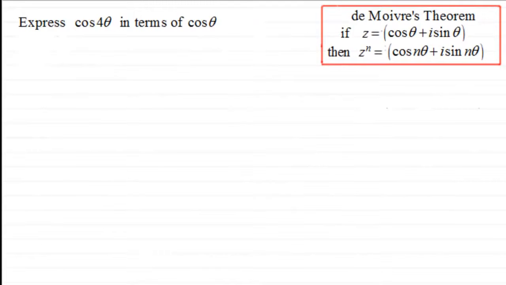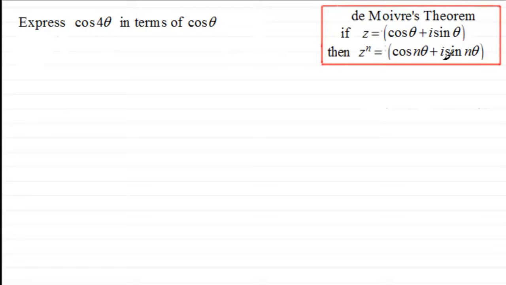Hi, welcome to another video in my series on the applications of De Moivre's theorem. Now, what we've got in this example is how we can go about expressing the cosine of a multiple angle, in this case 4 theta, in terms of cos theta. And we do this by using the theorem.